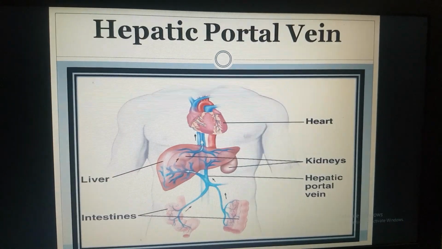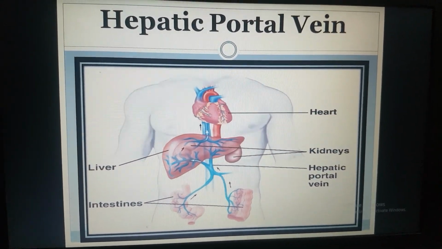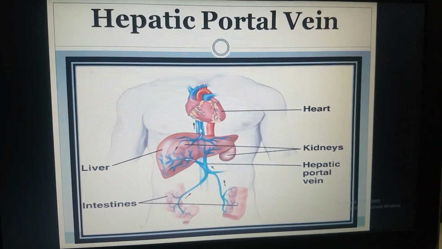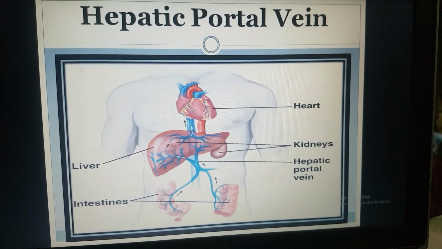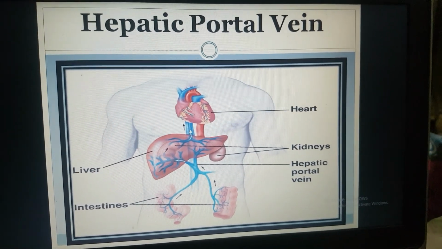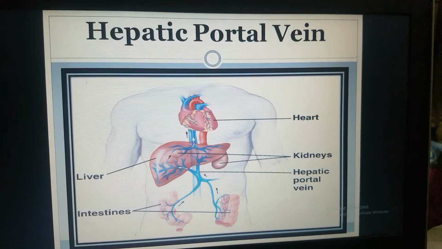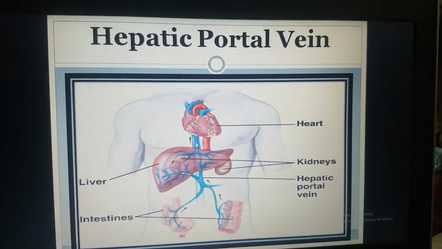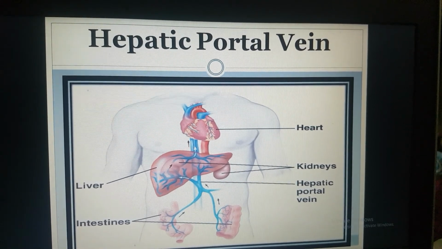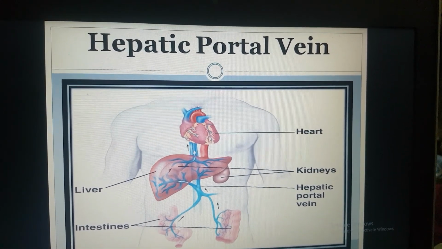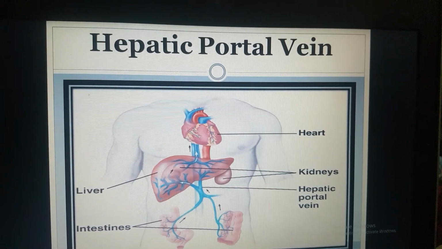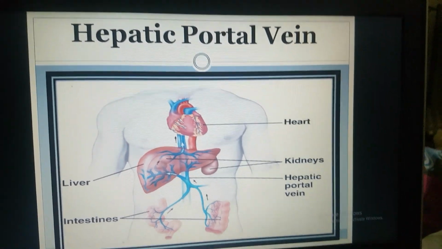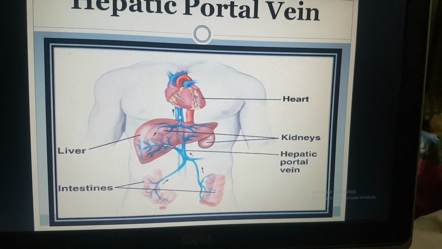Let's talk about hepatic vein. Hepatic vein is actually called hepatic portal vein. Why it is called hepatic portal vein? Because the veins from the gut do not open directly into the inferior vena cava. They unite to form hepatic portal vein, which enters in the liver and breaks up into numerous capillaries. Here we can say that portal vein, it is called because it carries blood from one capillary network to another.